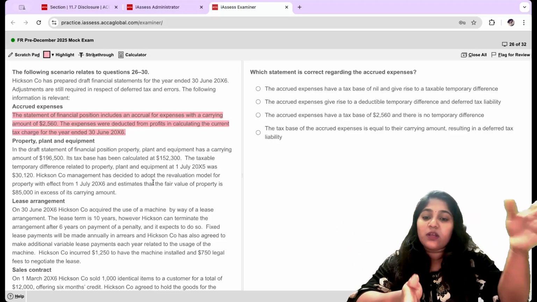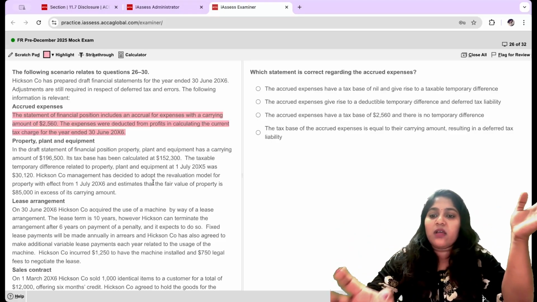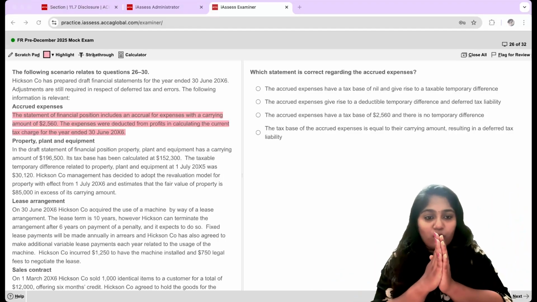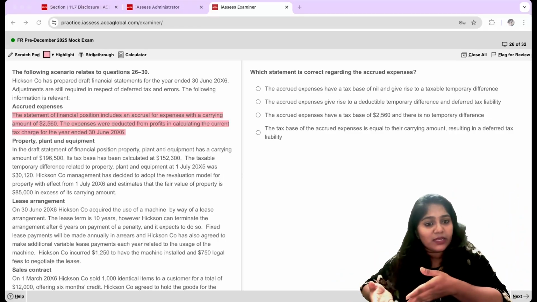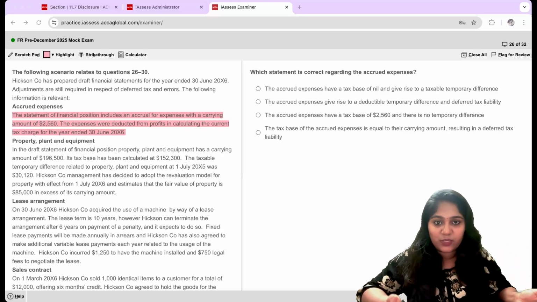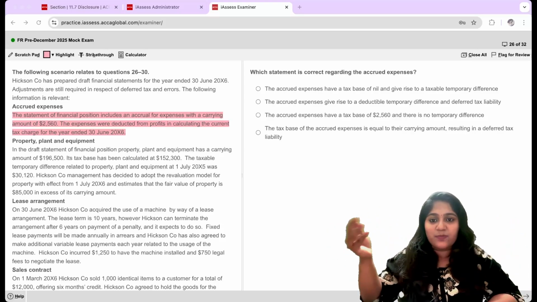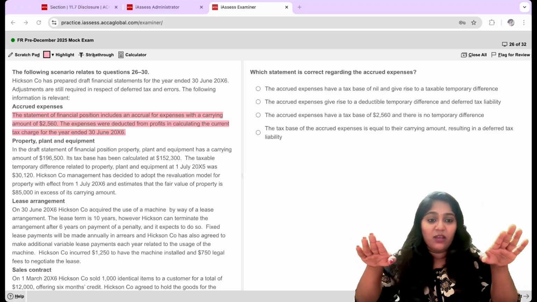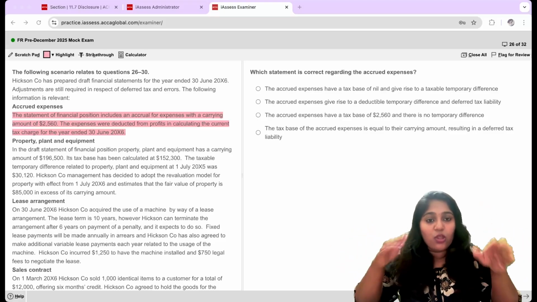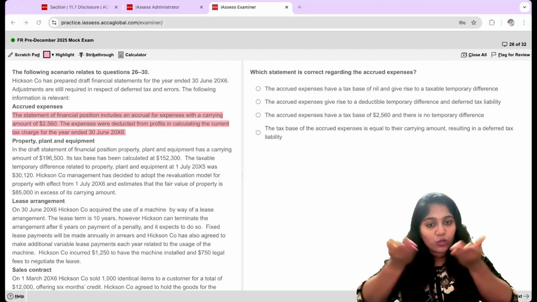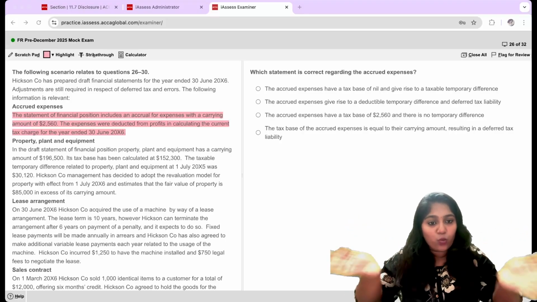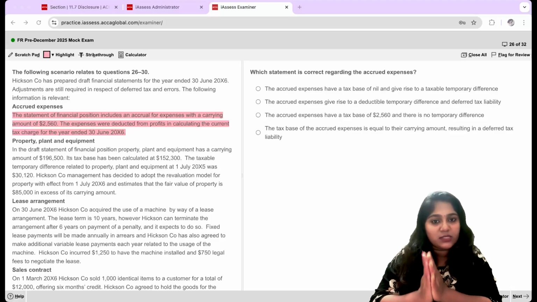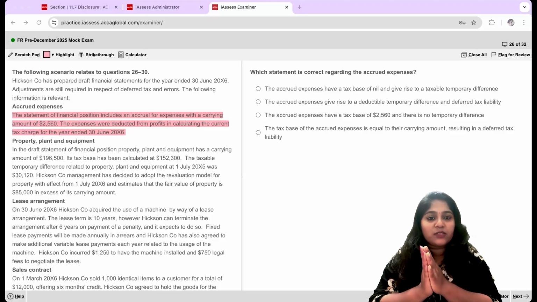The expenses were deducted from profits in calculating the current tax charge for the year ended 30th June X6. Now, how do we have to treat this? Here also I'm treating it as expenses, there also I'm treating it as expenses. That means this accrued expense will have an outstanding liability in financial reporting, and also in taxation. So the tax base and carrying amount both will be the same, hence there won't be any kind of temporary difference.